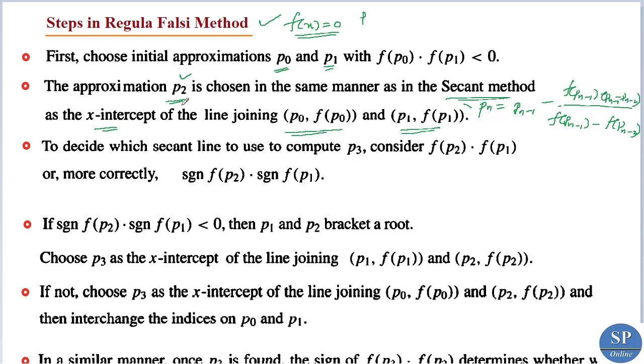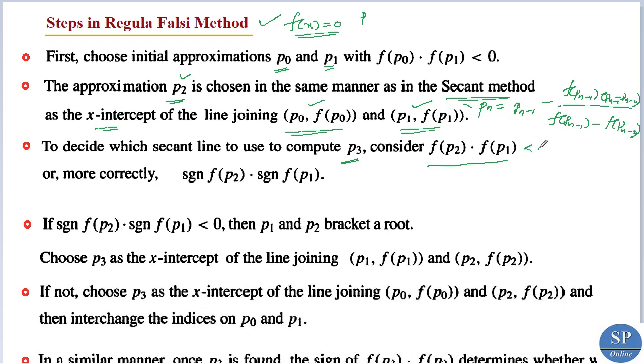That is, P2 is the x-intercept of the line joining the points P0, f of P0 and P1, f of P1. So the next step is to find P3, that is, the third approximate root. For that we need to check the sign of f of P1 and f of P2. That is, consider f of P2 into f of P1.